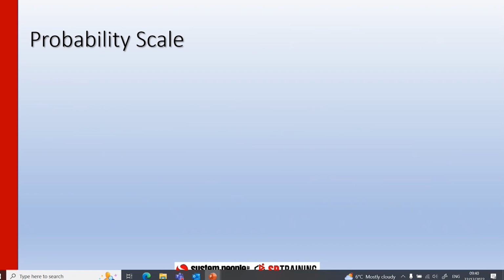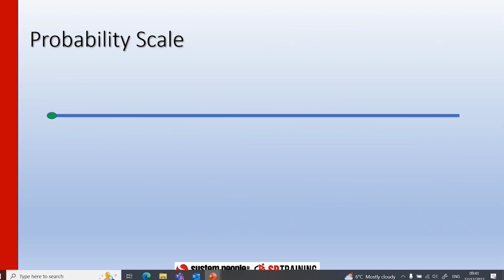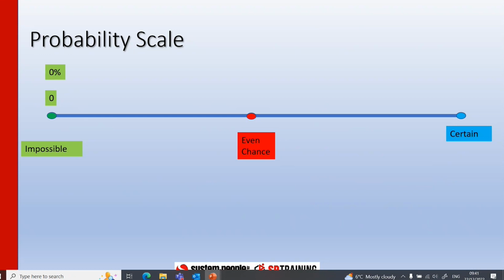So let's start off with the probability scale. We can imagine a probability scale that goes from impossible to absolutely certain. In the middle, you've got an even chance. And also you can measure this on the line from 0 or 0% to 1 or 100%. And in the middle here, the even chance is actually a 1 in 2 chance of something happening, or 50%, or 0.5. So you can express the probability as either a fraction, a decimal, or a percentage.